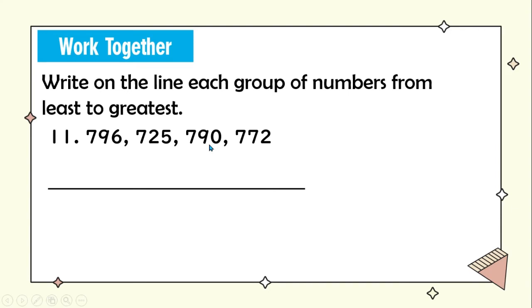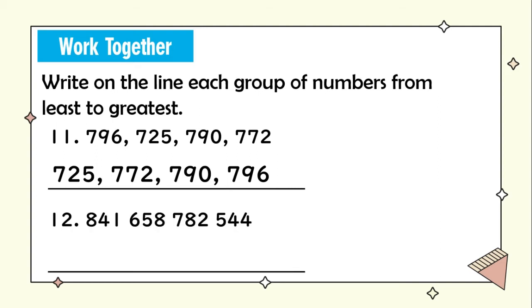So let's proceed to the ones place value. Which number has the least number? Is it 6 or 0? 0. So followed by 790, and the greatest number is 796. Okay? So that's how you're going to compare numbers or arrange numbers.